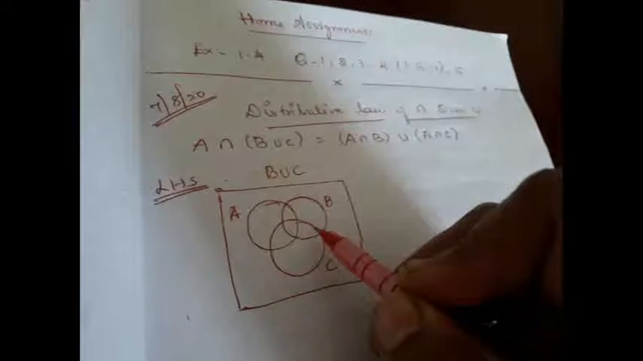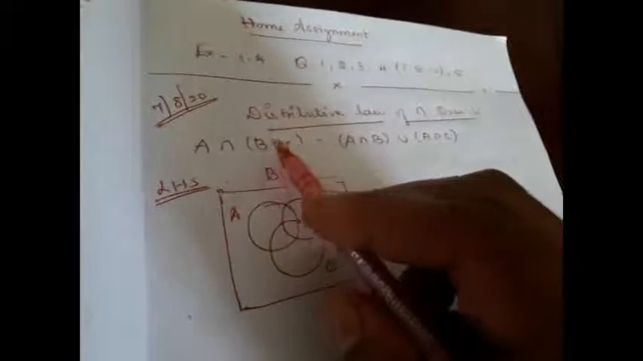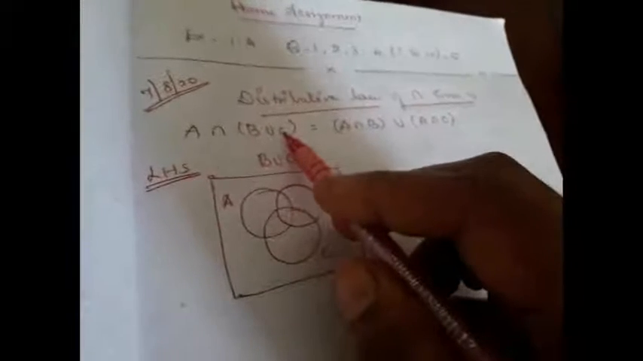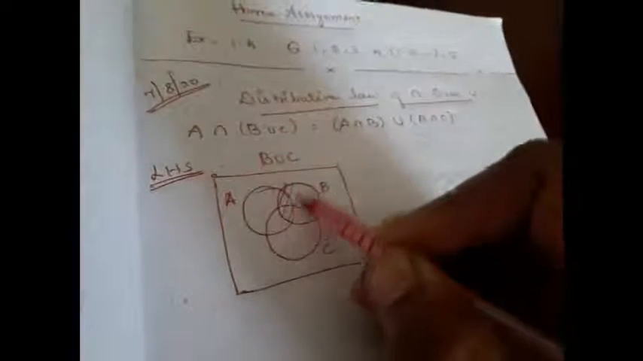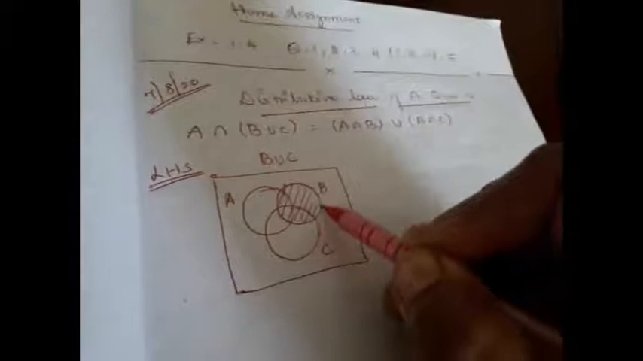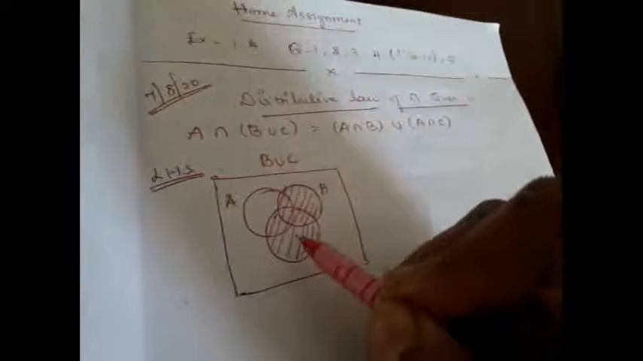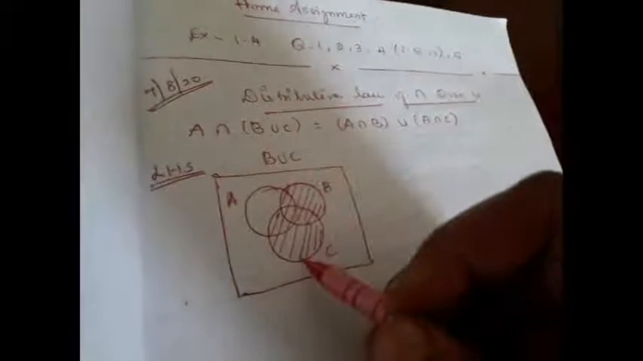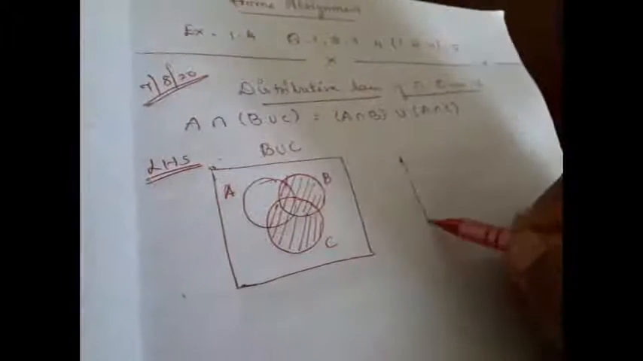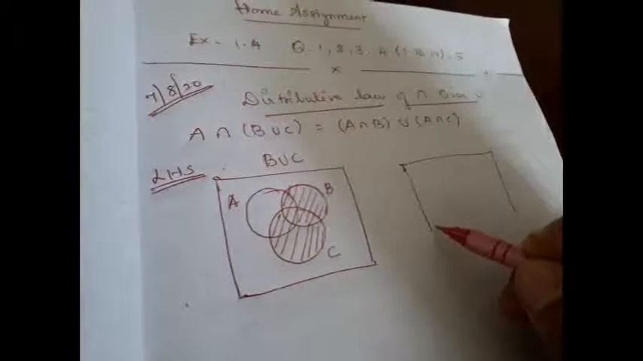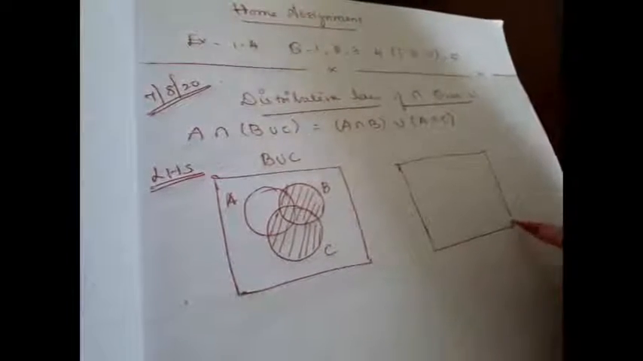B union C means under union operation we will get all the elements in B as well as the elements in C. So here this circle is fully B and this circle is fully C. Therefore this represents B union C, right? Next we are going to find A intersection B union C.